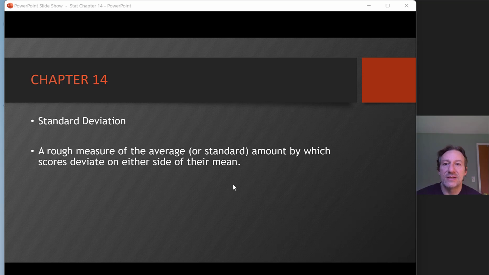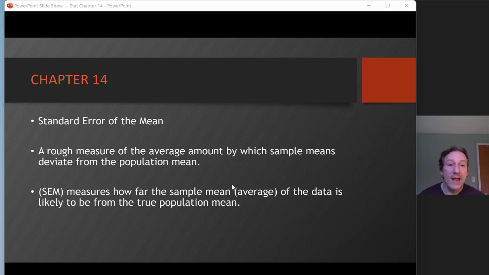Standard deviation, this is how much scores deviate from the mean. Basically, how spread out is the data. The standard error of the mean, this is basically like our sample, how different is it from the population? That's one way to think about it. A rough measure of the average amount by which the sample mean deviates from the population mean. How far our sample is from what we believe to be the true population mean.